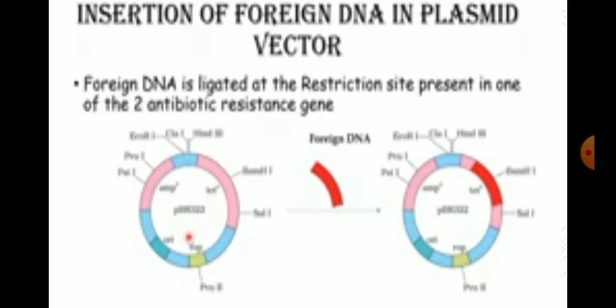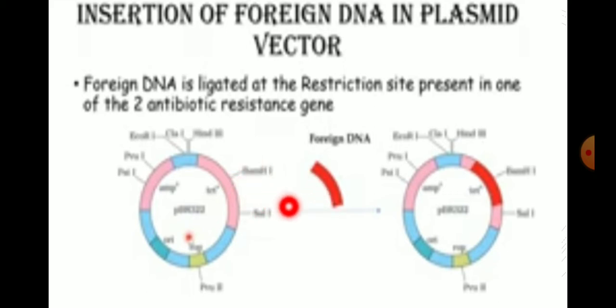Now let us see how the identification of recombinants is performed. Suppose this is the tetracycline resistance gene, and here you can see 1, 2, 3, there are some multiple cloning sites. It means these are the restriction sites. It means here we can make a cut and we can insert this foreign DNA.